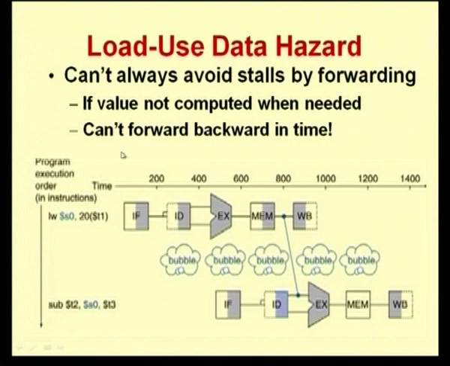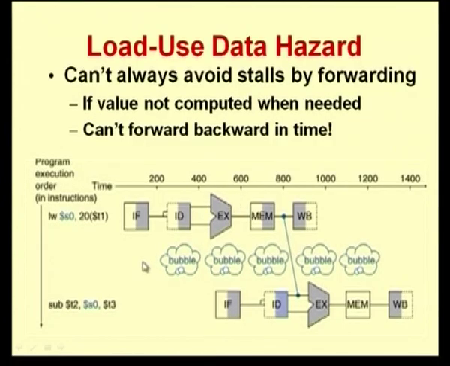That is, you can't forward backward in time. Forwarding can happen only if the value is already available, later I can use it. You can't go back in time. So that is what we are trying to say here. Okay. So let's look at this example. So we have a load instruction. Load S0 from some memory address given by 20 plus T1.